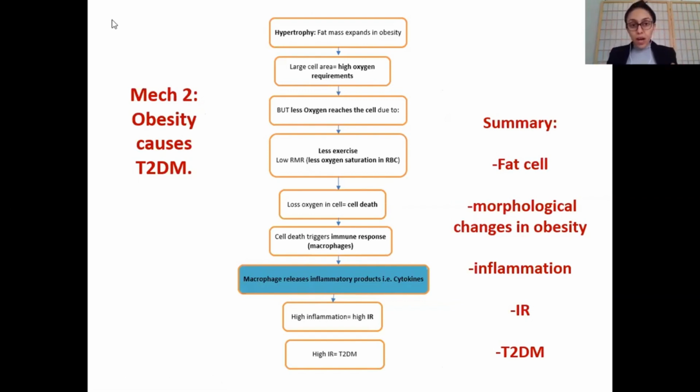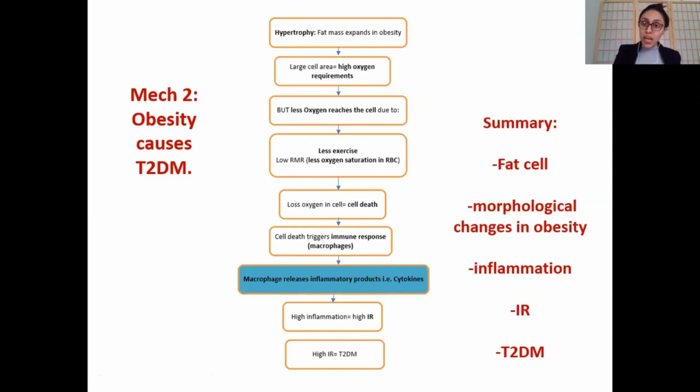Okay, so now the second mechanism says that in an obese individual, again this follows from your obesity lecture, you have hypertrophy. And if you remember what hypertrophy is, it is increase in fat mass, the size of the fat cell. So yes, you have big fat cells, large size fat cells. When the surface area or the size of the fat cell increases, the need of that cell also increases, meaning the oxygen requirement, nutrient requirement of those big fat cells also increase.